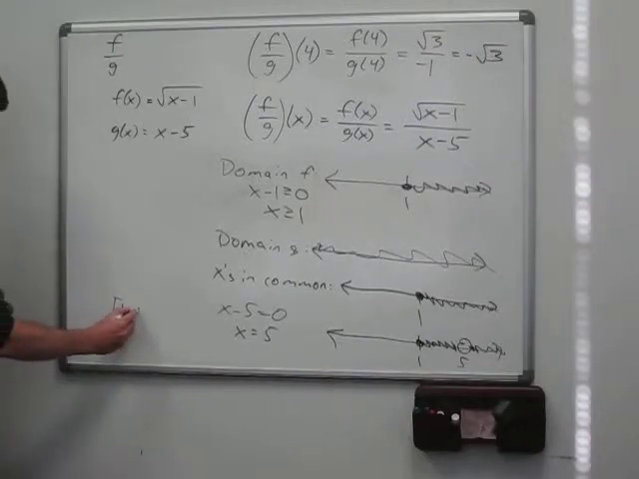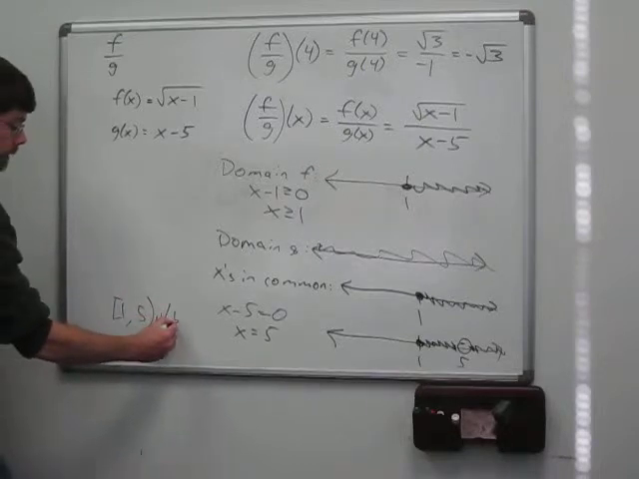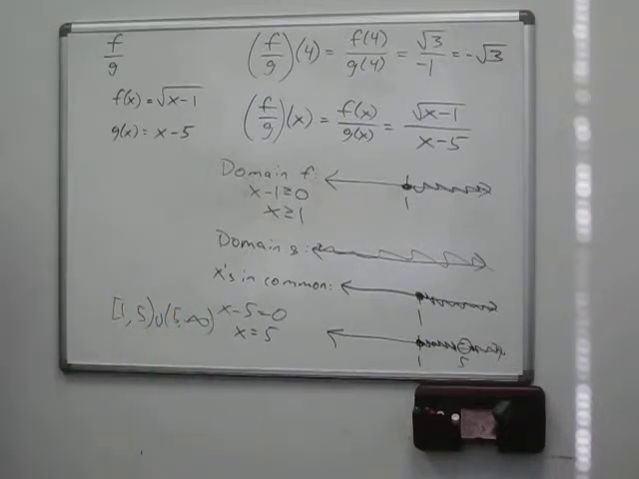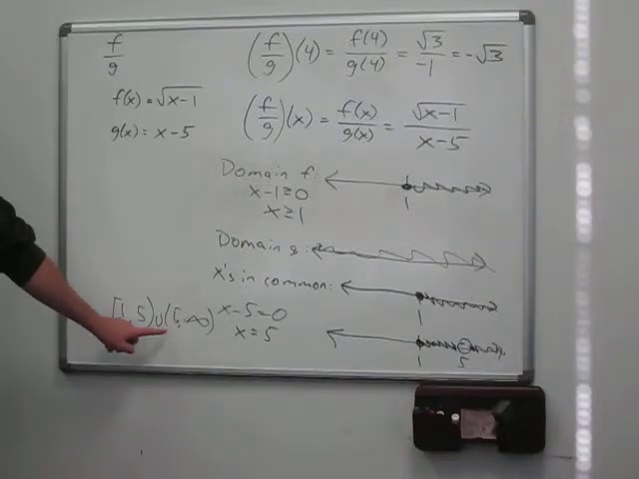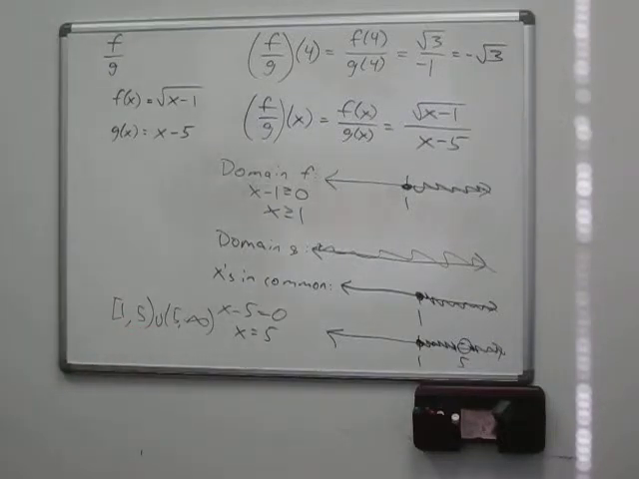Bracket 1 up to 5, union 5 to infinity. Bracket around the 1 because it's included in the domain, parentheses around the 5 because it is not included.